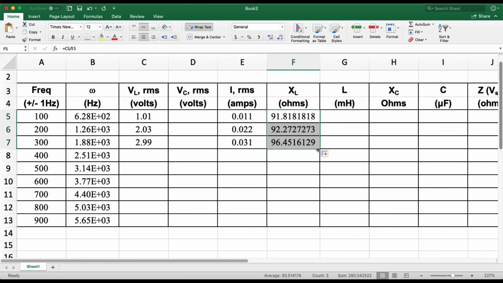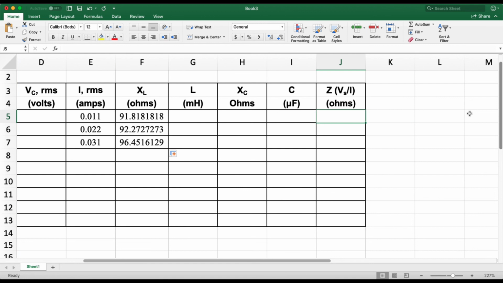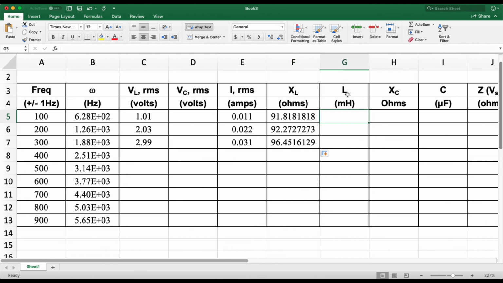Interesting to see when you do this in the lab. It'd be interesting to see if there's any trends when you calculate X sub L and X sub C. Look for trends. And what are the trends? What do the trends mean? Okay. And then you can get L, because L, you're going to take X sub L divided by omega. So in this column, you'll do that calculation. Similarly, you can take V sub C over I and do this calculation, etc. And Z is just V sub S over I. You're going to calculate all this stuff.